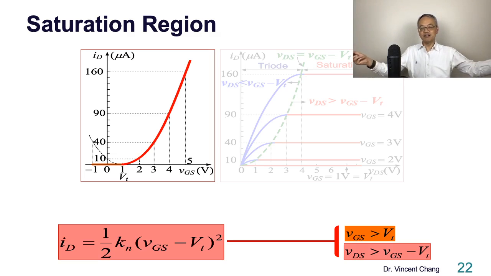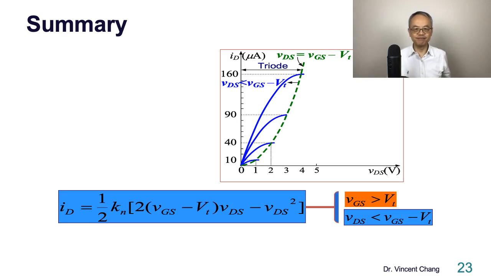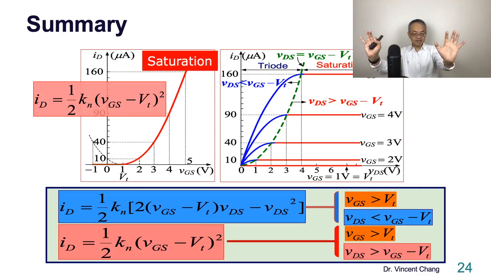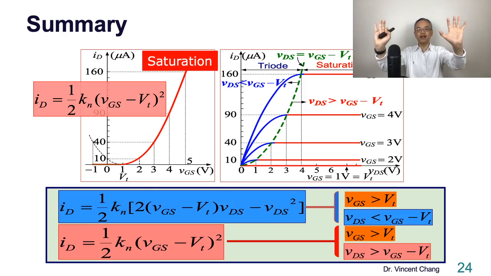It's another parabola describing the relationship between ID and VGS in the saturation region. This is what we call the square law. Very simple: ID is proportional to the overdrive squared. Now let's put everything together. The blue triode region equation is valid under two inequality conditions. And the red part describes the characteristic of the transistor when it's operated in the saturation region.